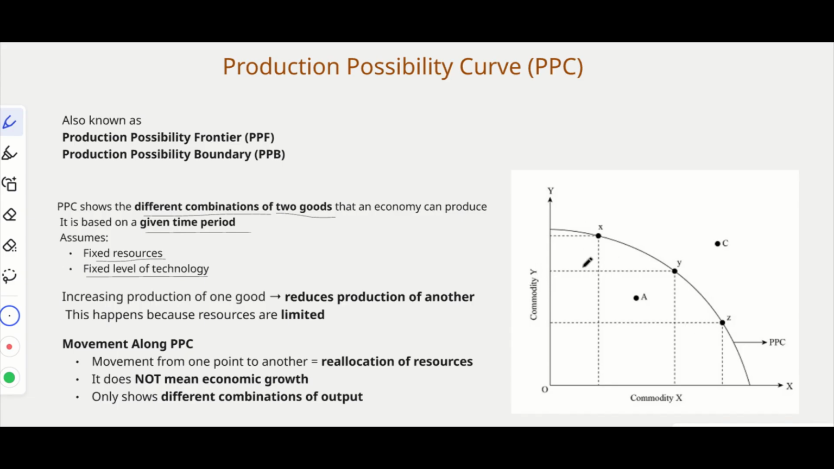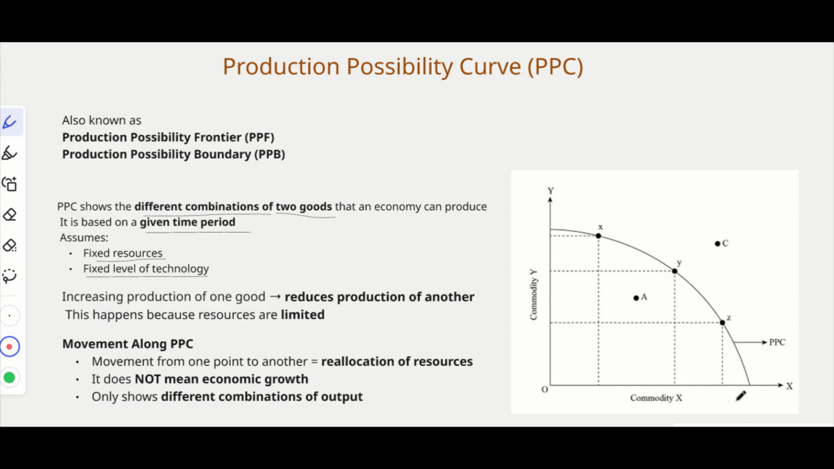So let's see, you can see a lot of things here, right? You can see a PPC curve, you can see commodity X, you can see commodity Y. So let's see what they actually mean. Whenever you see a PPC curve, you should understand a few things. First, there will be two commodities, and the resources for these two commodities will be the same, but the quantity will be different.